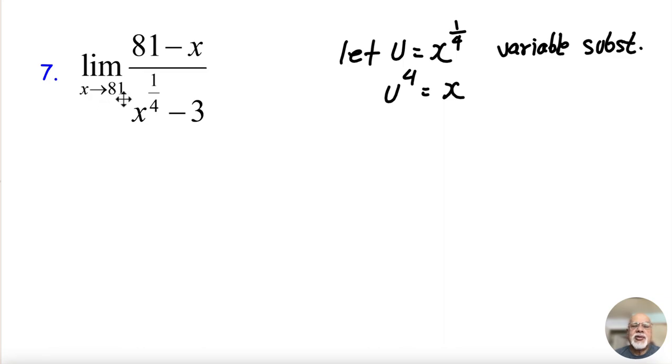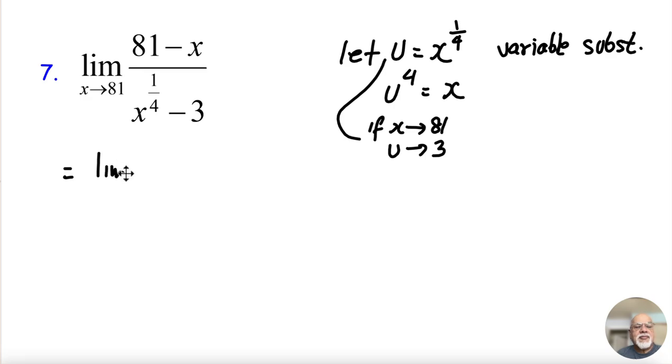And so if x is approaching 81 from the top here, we get from this statement, u would be approaching the 4th root of 81, which is 3. And so this becomes the limit as u approaches 3 of 81 minus x, but we said x was u to the 4th, all over u minus 3.